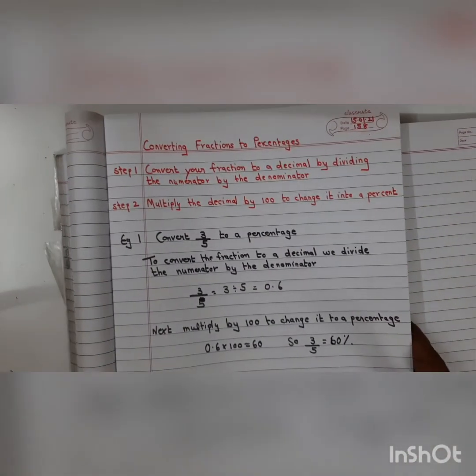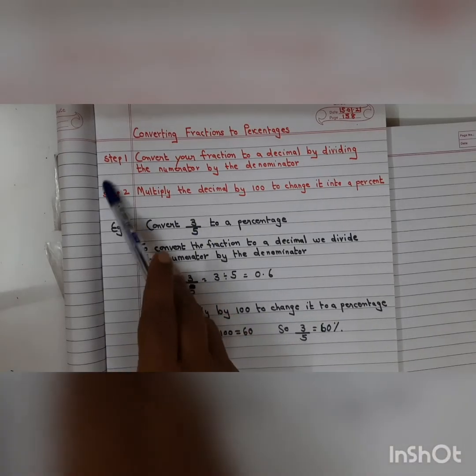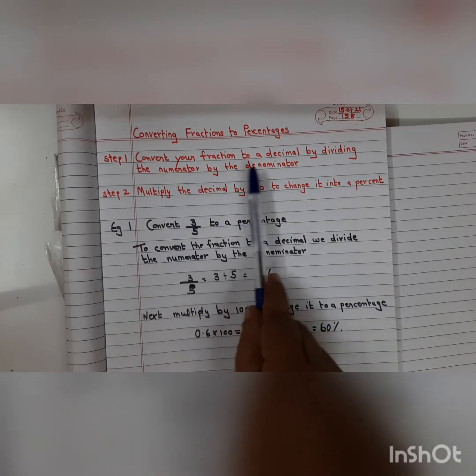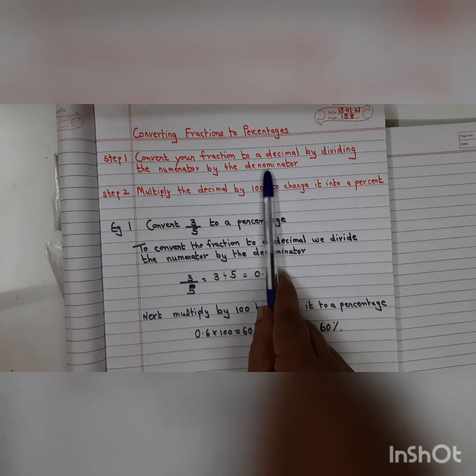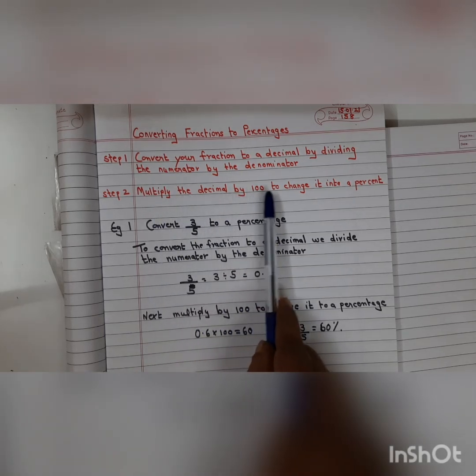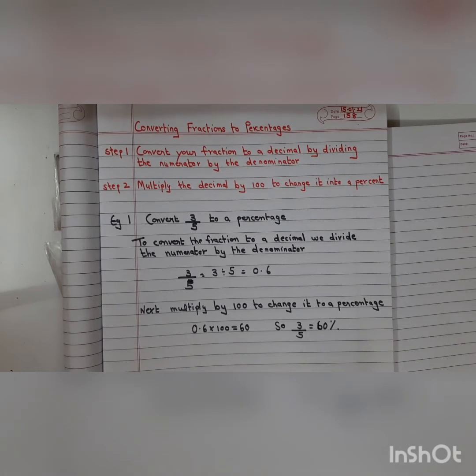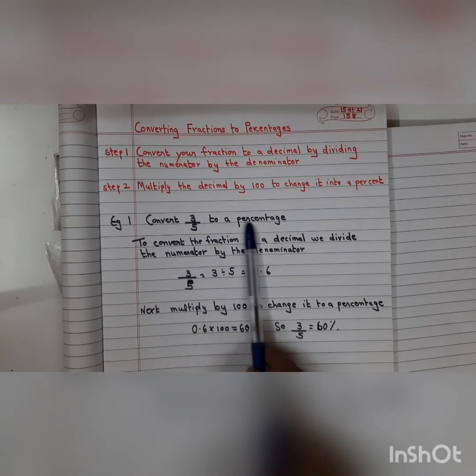Okay. First, let me read out to you converting fractions to percentages. How do we do it? The first step is to convert your fraction to a decimal by dividing the numerator by the denominator. So here it is 3 upon 5. Convert 3 upon 5 to a percent. Multiply the decimal by 100. That is your step 2. Multiply the decimal by 100 to change it into a percent. Right?